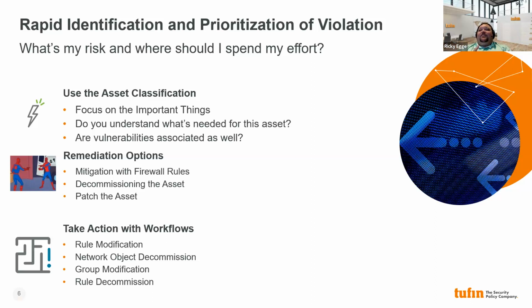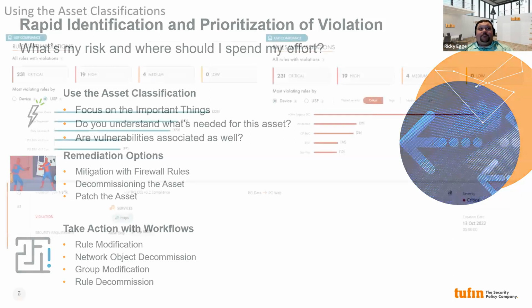Number three is taking action with workflows, right? So we're going to look at a few workflows: rule modification, network object decommission, group modification, rule decommission, and how you can use these to automate some of those day-to-day jobs that you would have done manually in the firewalls in the past.